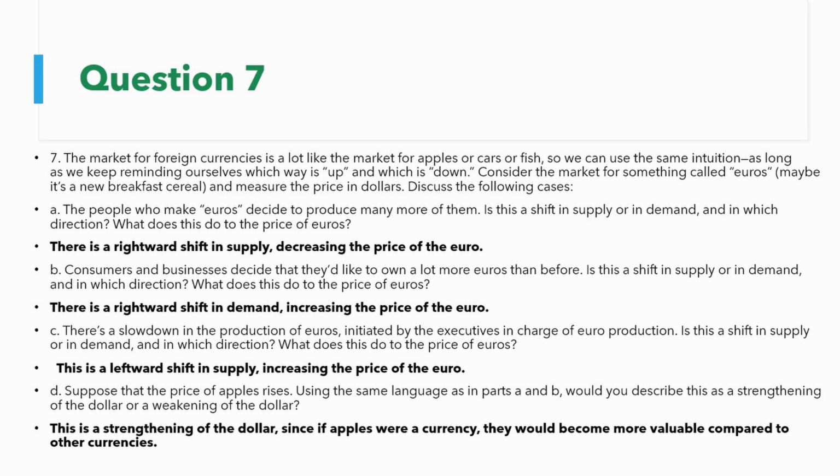Question 7. If the people who make euros decide to produce more of them, this is a shift in supply, a shift to the right, an increase in supply. The price of the euro will decrease since there are more of them, so it's less valuable. Part B. Consumers and businesses want to own a lot more euros. This means a rightward shift in demand, and the price of the euro increases because people start to value it more. In part C, there's a slowdown in production, a supply shift to the left. So the price of the euro increases because they're rarer and more valuable.